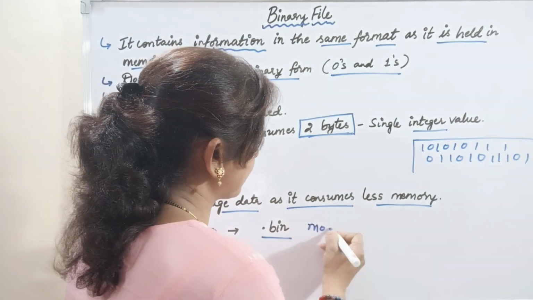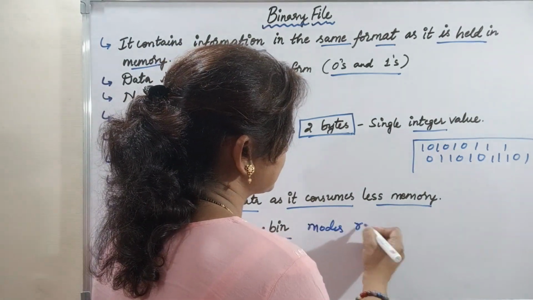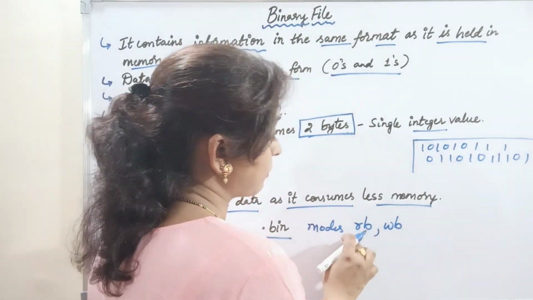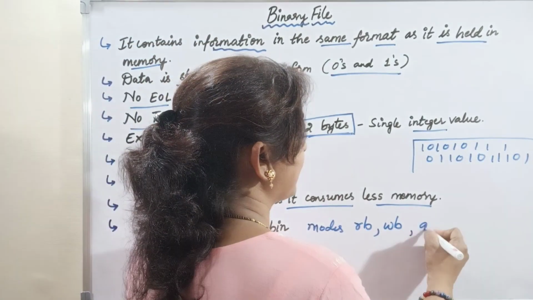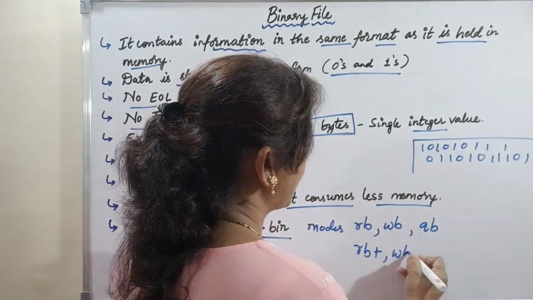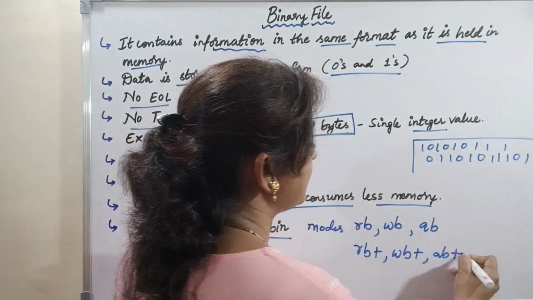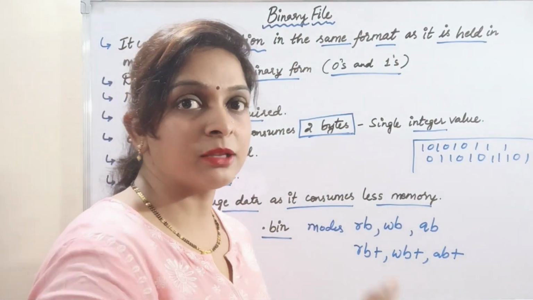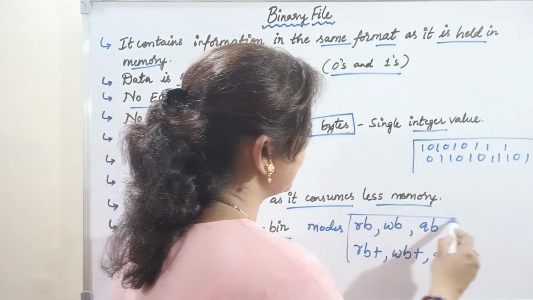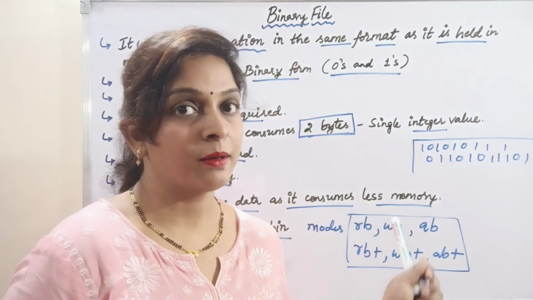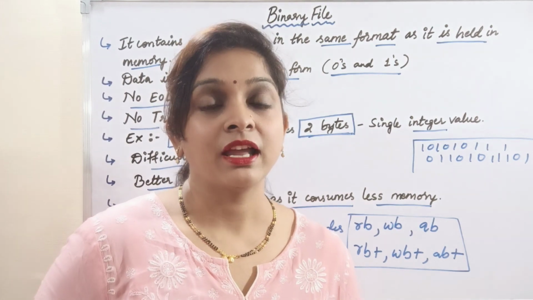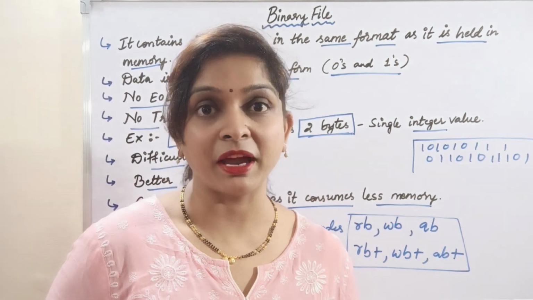Say the modes are like RB, WB: read from the binary file, write to the binary file, then append to the binary file. I can also have RB plus, WB plus and AB plus. All these modes I have explained in the previous videos. Please do check out the playlist. And in the next video, we will see some programs on binary file, that is how to read and write the data into the binary file and how to fetch the data from the binary file.